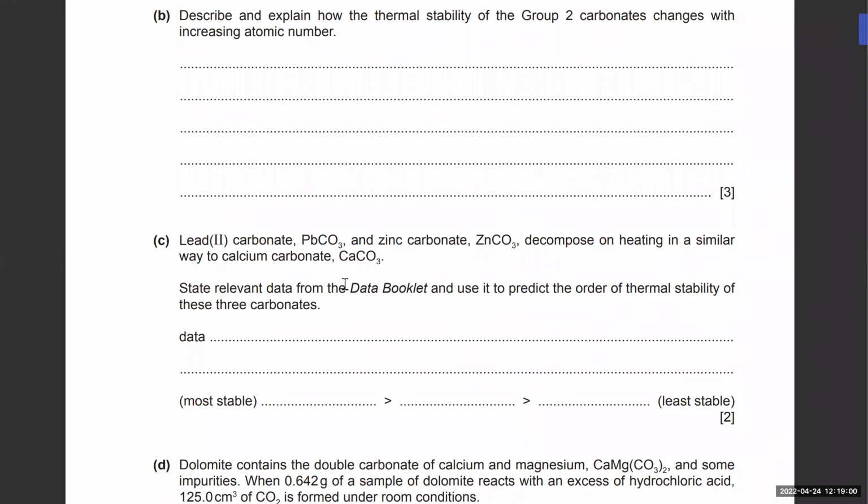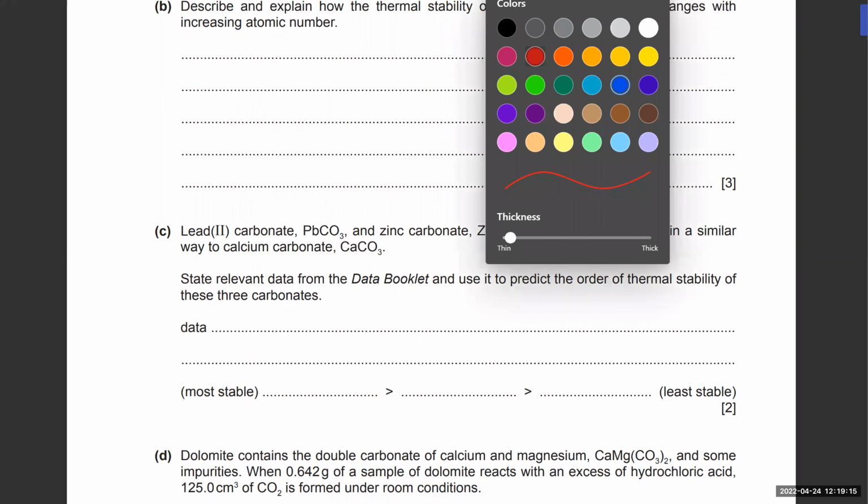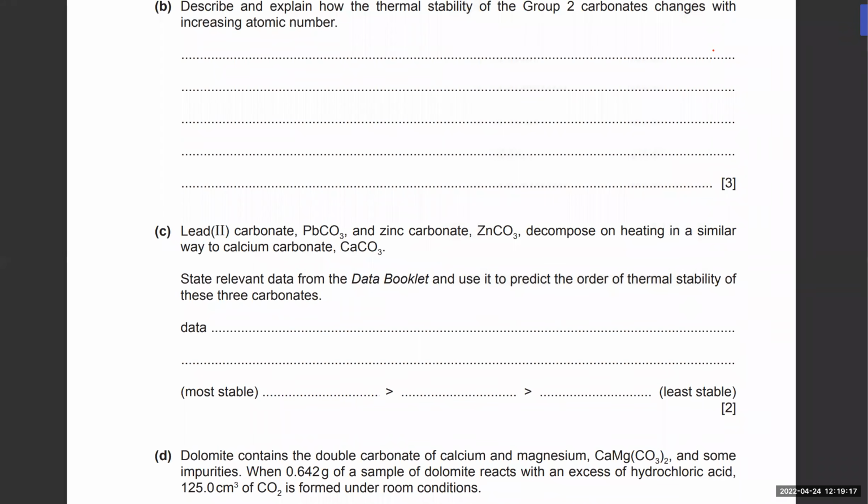They decompose, state relevant data from the data booklet, and use it to predict the order of the thermal stability. So what happens? Greater charge density means it's more unstable. The logic behind this is you have smaller ions.